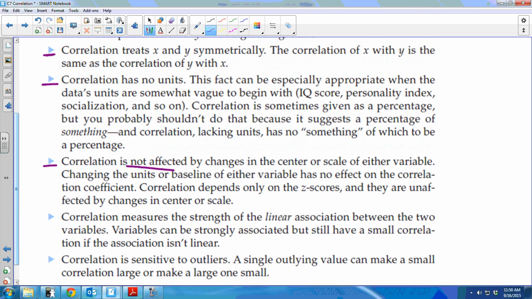Correlation is not affected by changes in the center or scale. We already looked at the scatter plots in the beginning, and we understand, hopefully, that by changing the scale, by changing the units in the original scatter plot, that doesn't matter, because it doesn't change the direction, form, or strength. It also doesn't matter if you change anything in the center. So if you're going to add 15 points or 15 inches to everyone's height, you're just shifting that data, right? You haven't changed the direction, form, or strength. So the correlation will still be the same.